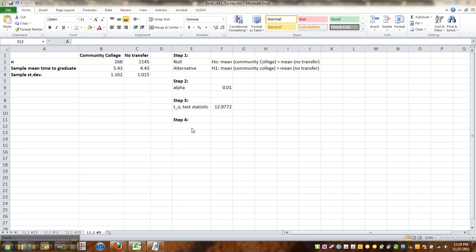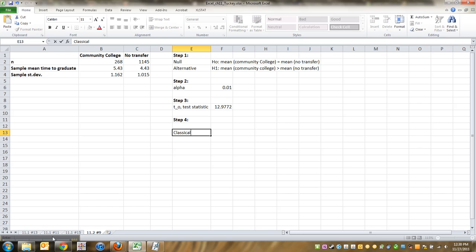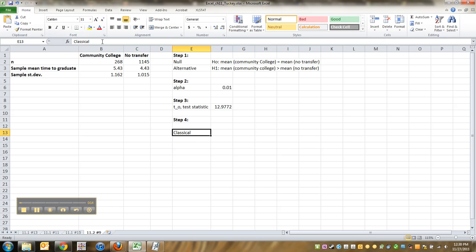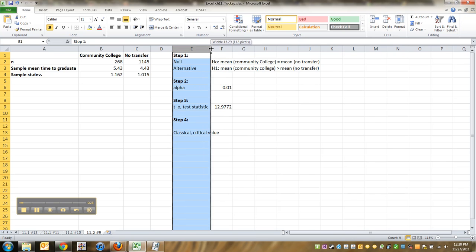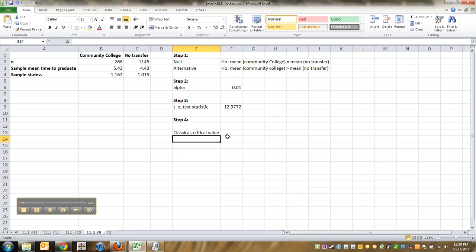Okay, so now we need to move into step 4, which is of course the most difficult part. And we'll do it again both ways just to show you. So we could have the classical method. Let me move this up. Which means we're going to need a critical value. We only need one because it's a one-tailed test. So if it was a two-tailed test, we'd need 2 of them. But since it's a one-tailed test, we only need 1 of them.